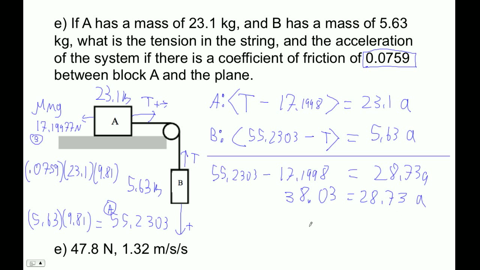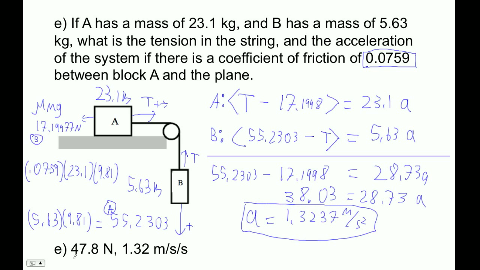Okay, so then divided by 28.73, and I get that the acceleration is equal to 1.3237 meters per second squared. Okay, so there's my first answer.